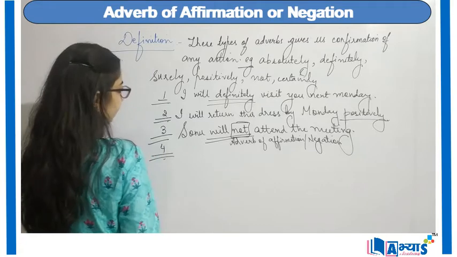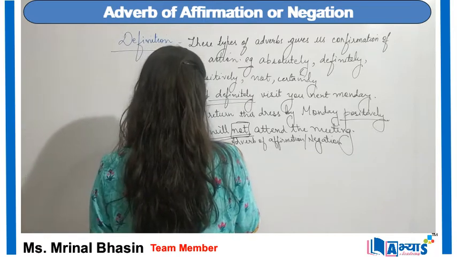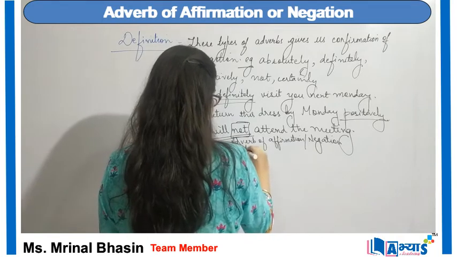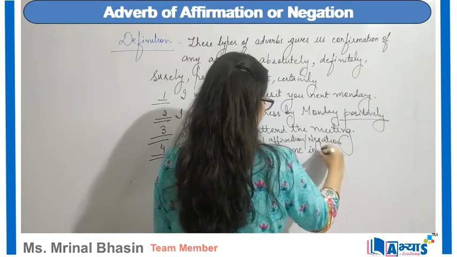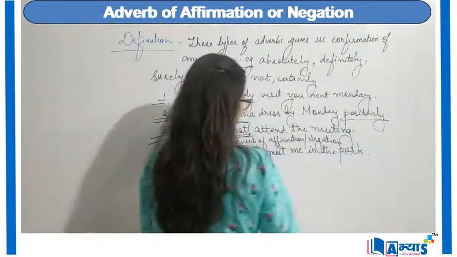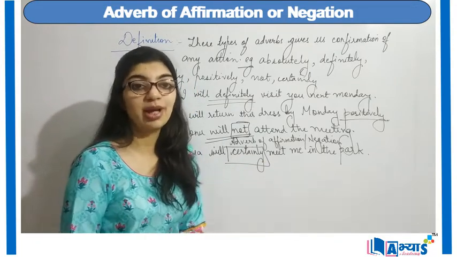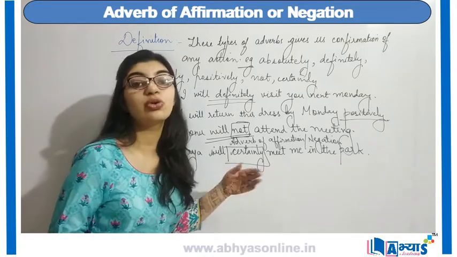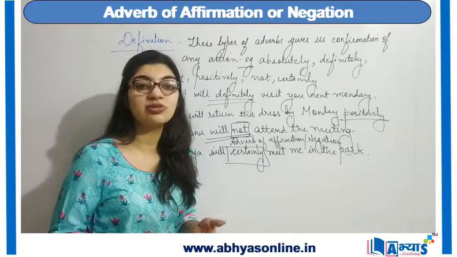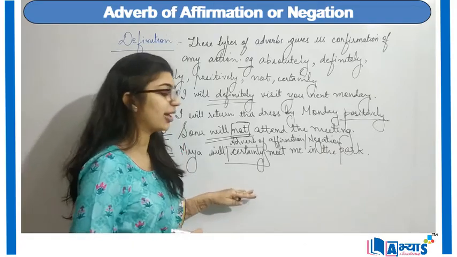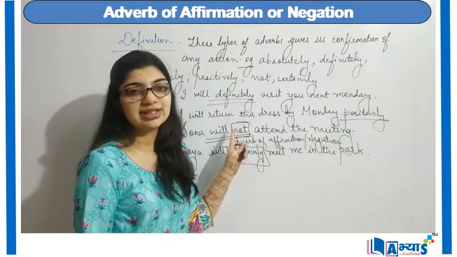Another example can be, Maya will certainly meet me in the park. Now, Maya will certainly meet me in the park. Here again, certainly is my adverb of affirmation. Why? Because Maya maybe has told me that she will be meeting in the park. So, if I am telling this to someone else, which means that first I am sure about this event to occur, and because I am sure, I am making use of the word certainly, not positively, definitely.